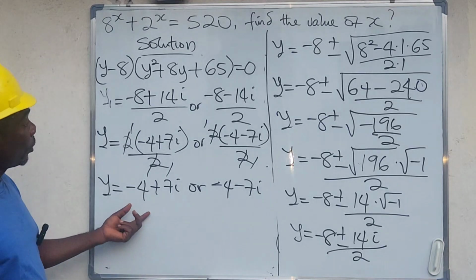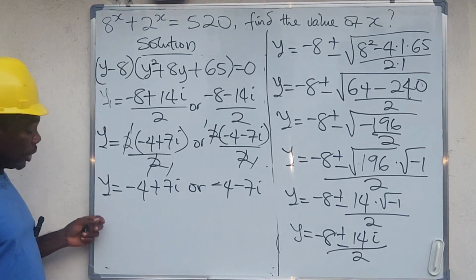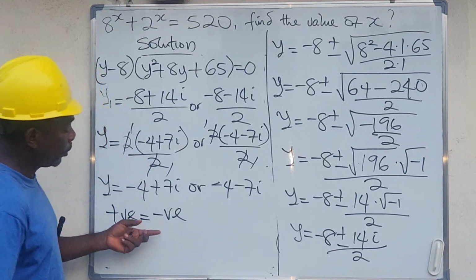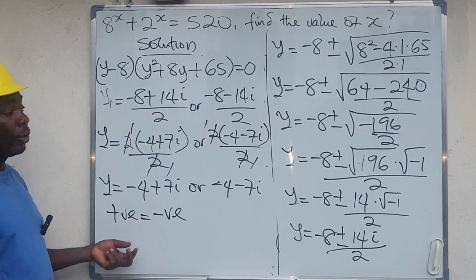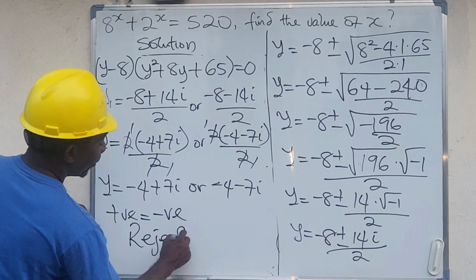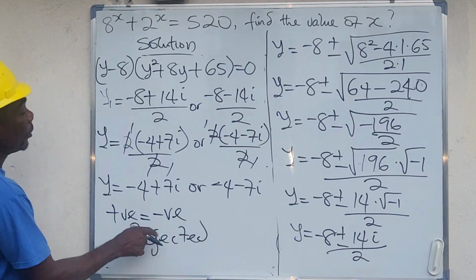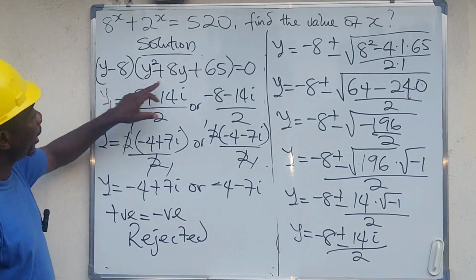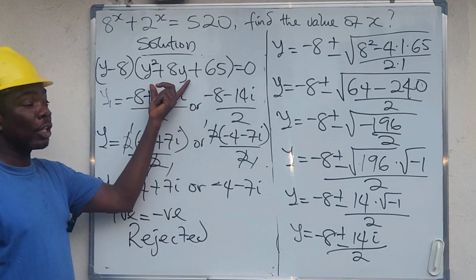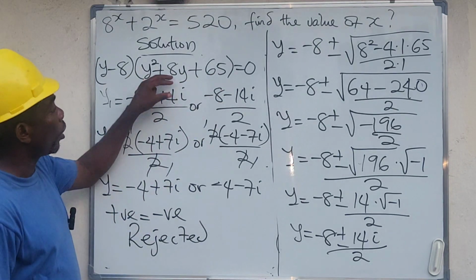In this case, we have y as a negative sign here, and another y as a negative sign here. So the value of y, which is positive, would equal a negative value, which is not acceptable. So the solution of this side is rejected. From here, we say that the first parenthesis equals 0 and the second one equals 0. So we are working on the second one.